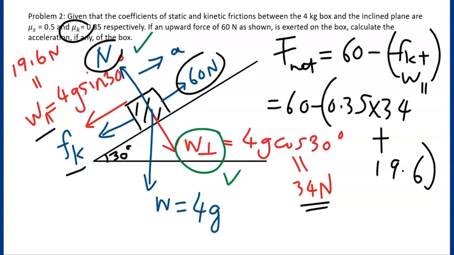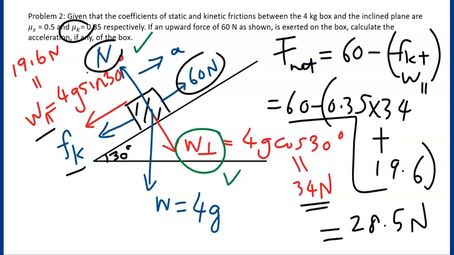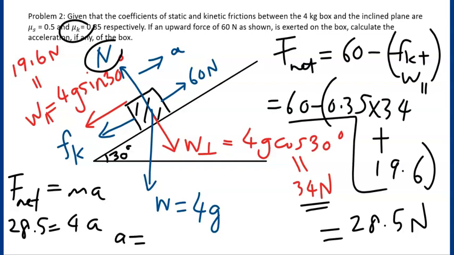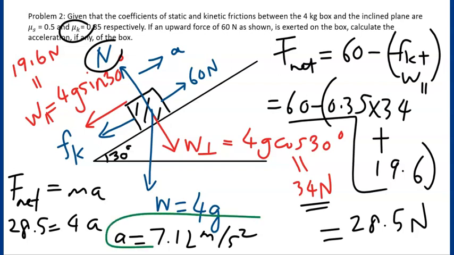Now let's compute this line here. That's going to be 28.5 newtons. Now from Newton's law, we know that net force equals mass times acceleration, so 28.5 equals 4 times a. So when you solve for a, you get 7.12 meters per second squared. So that is the acceleration of this object, and that solves the problem.